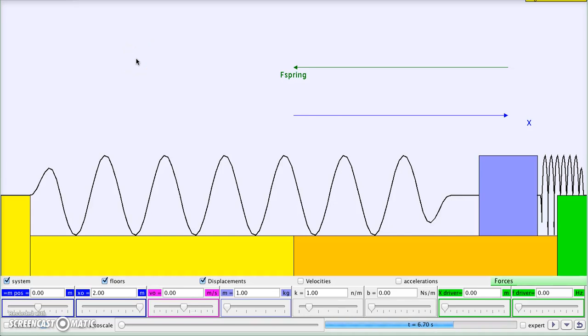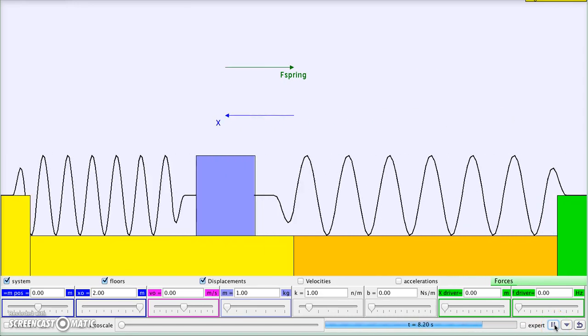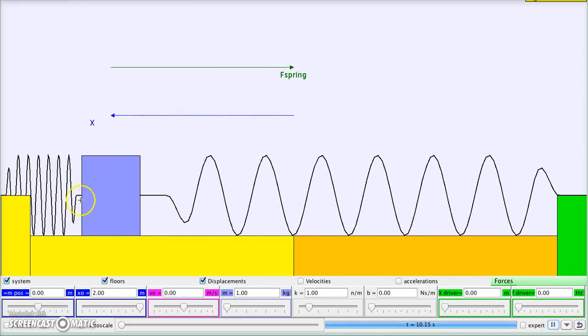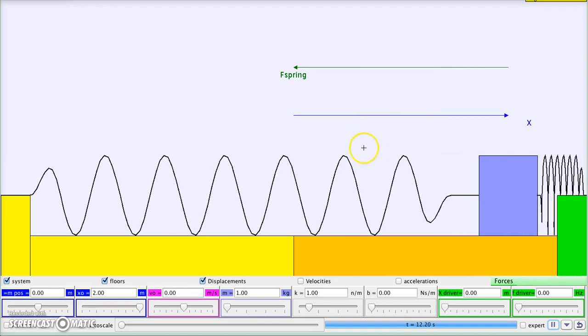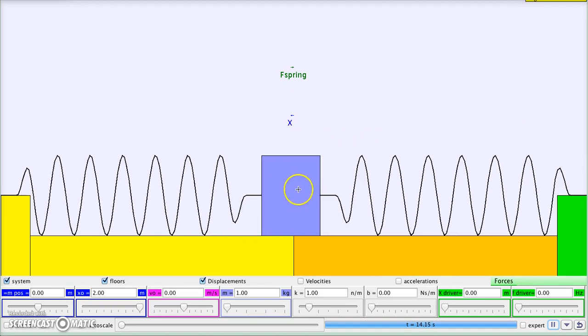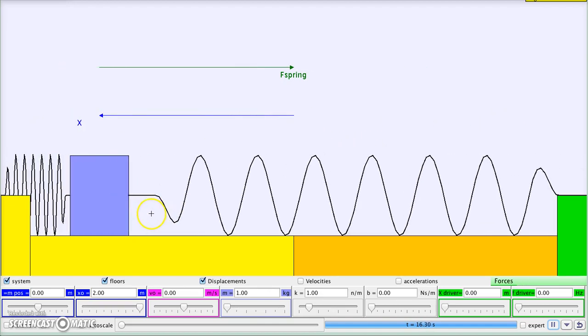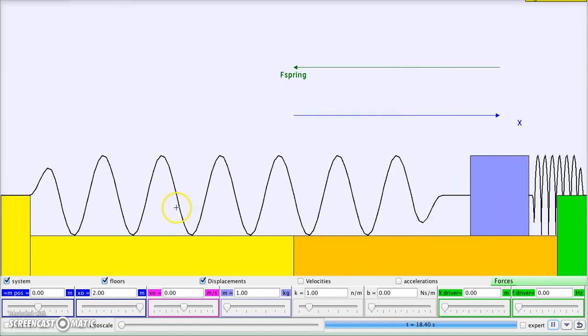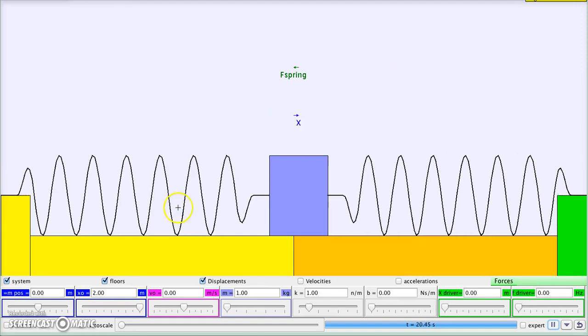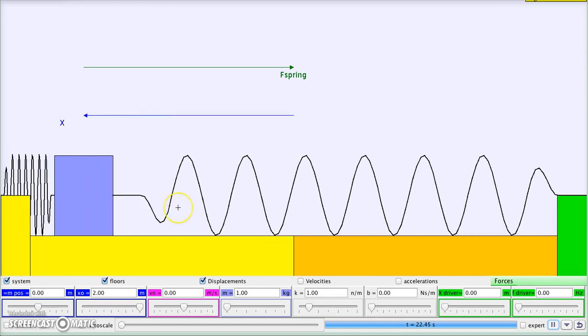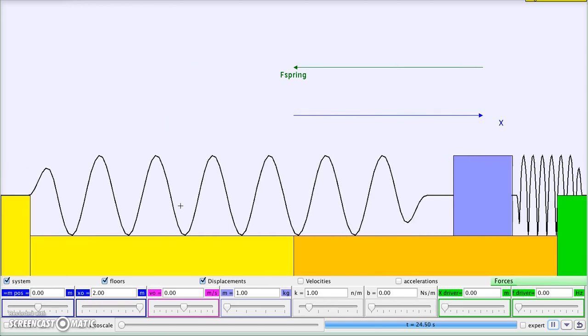Okay, so today's video is going to be on simple harmonic motion. To start this off, I'd like to take a look at this simulation. If I hit play, we see that there are two springs on either side, spring 1 and spring 2, and we have a block that is oscillating back and forth. This oscillation is repetitive, so it's harmonic, and we call this simple harmonic motion.